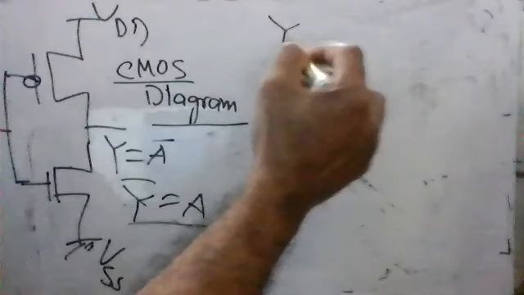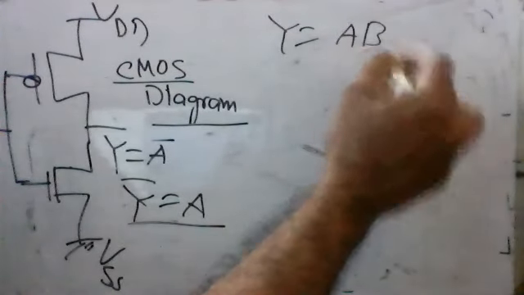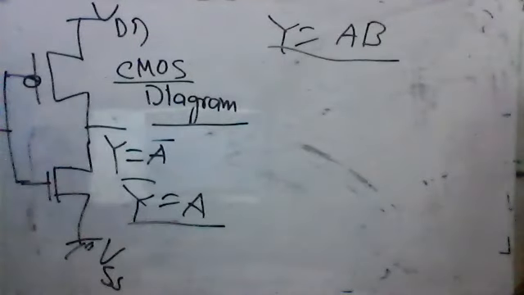But now we'll go to a more complicated circuit. Let's say here y is equal to AB. What is this Boolean equation? This is for an AND gate, right? And if you look here, there are two inputs, A and B. If it's a two-input gate, then we need two CMOS. Two CMOS means two NMOS and two PMOS.